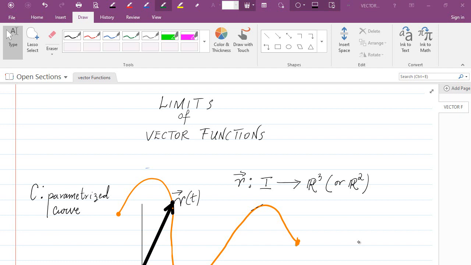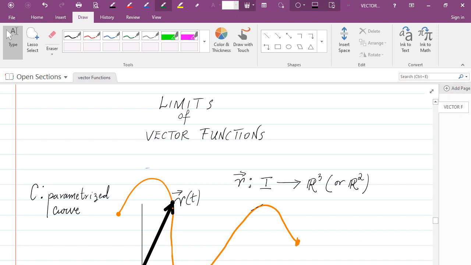Hello everyone, welcome. In the last set of videos, we introduced vector functions and parameterized curves. In today's video, we are going to start the next set of videos on vector functions. Particularly, we will be talking about limits of vector functions, derivatives and integrals of vector functions.